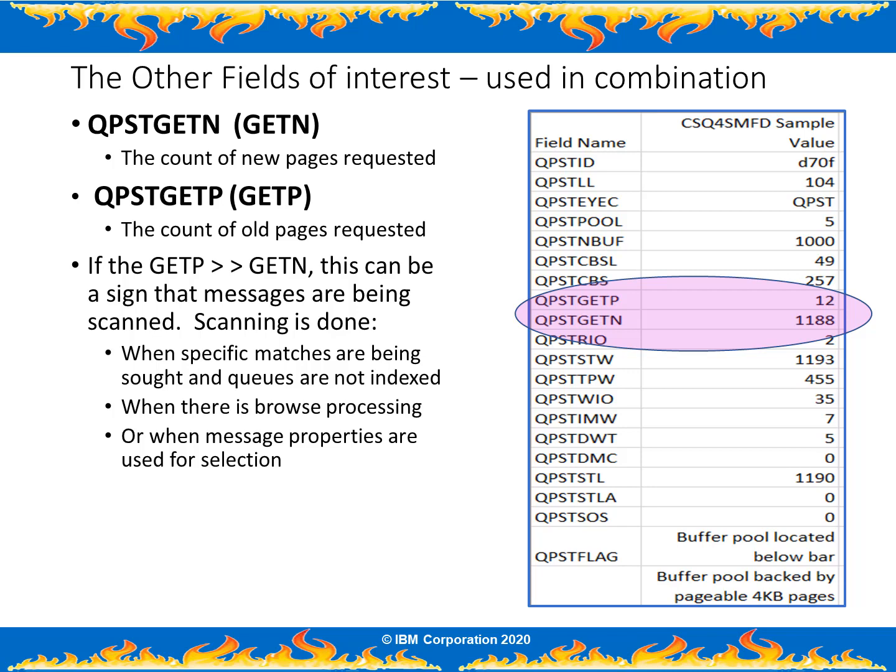Another thing to note, the message CSQI004I is produced for queues that are scanned due to a lack of an index, but that's only reported in the JES log when the queue depth is greater than 100.